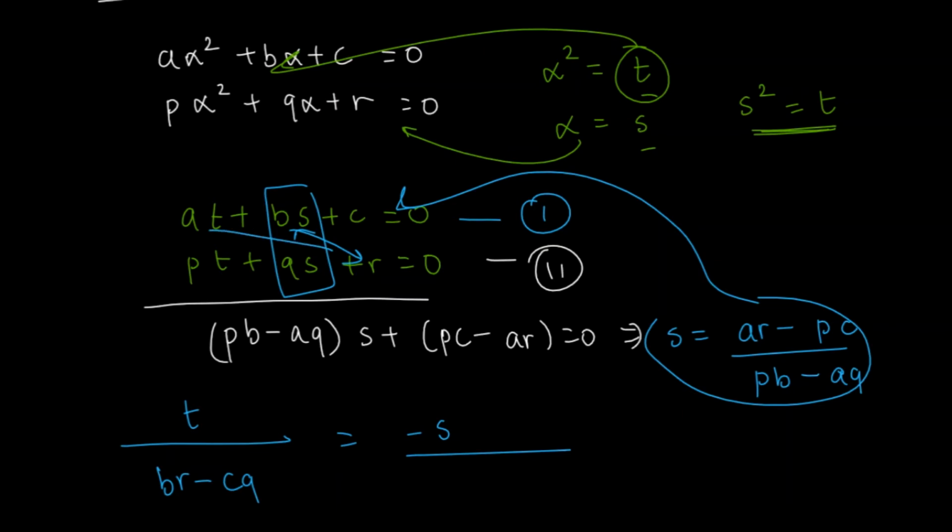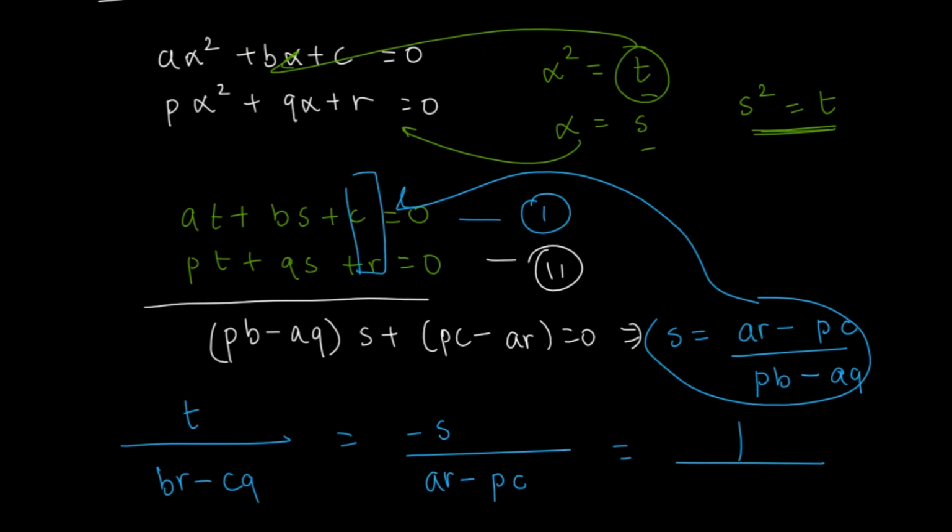And then you do ar minus pc. This is equal to 1 over, and now you just ignore the constant terms and you cross multiply the other coefficients. So aq minus bp. Now this is rather easy.